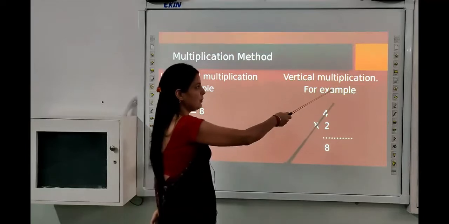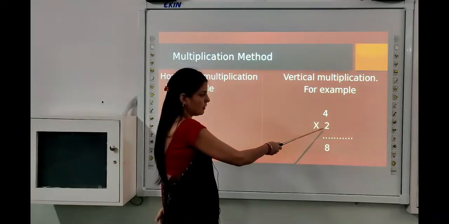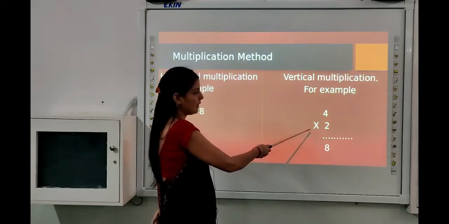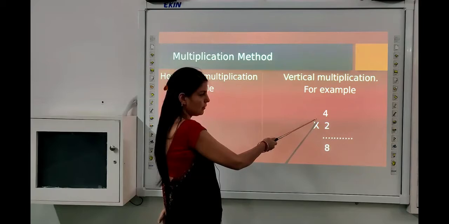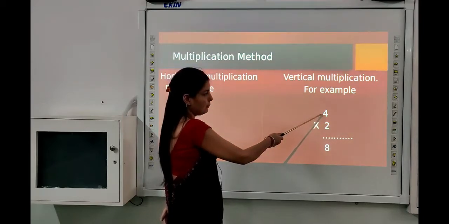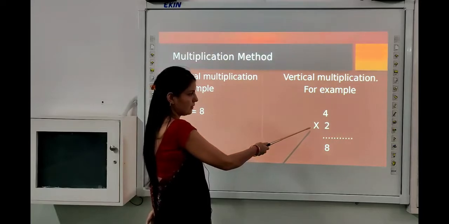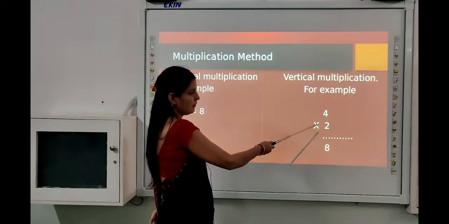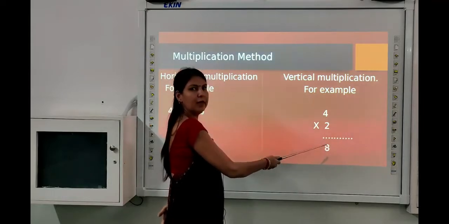In vertical multiplication, we have to place the number one below the other and we will put the multiplication sign in front of the second number. Look here, 4 and below 4 is 2 and multiplication sign in front of it is this. And when we multiply 4 by 2, the product will be 8.